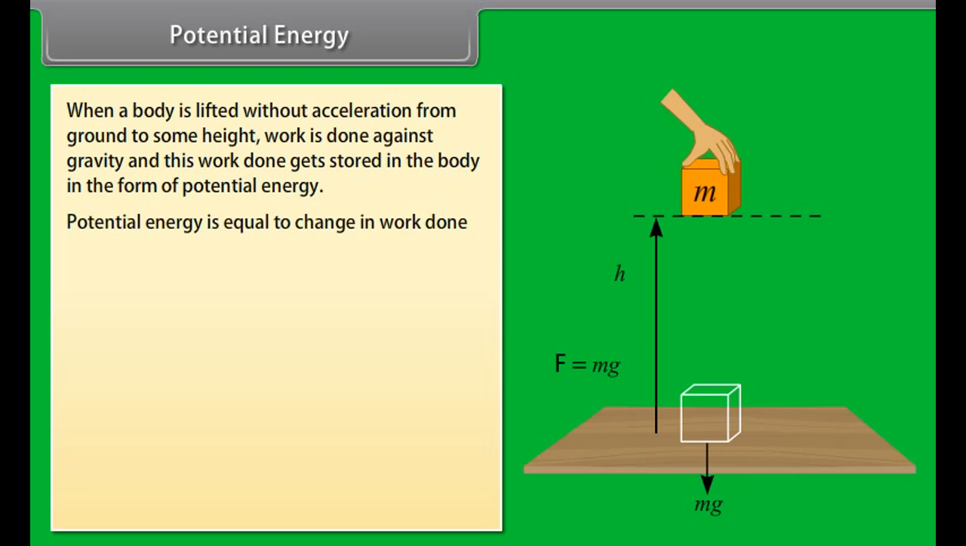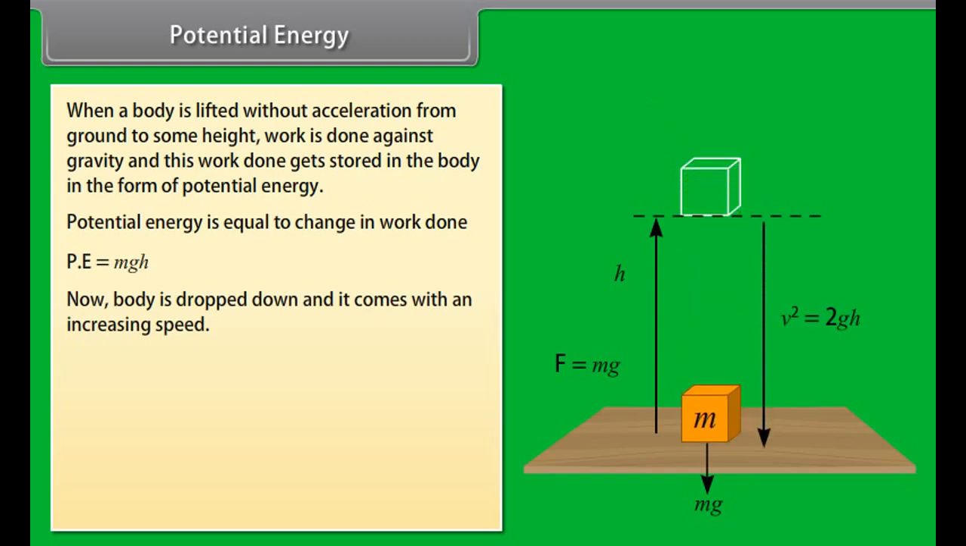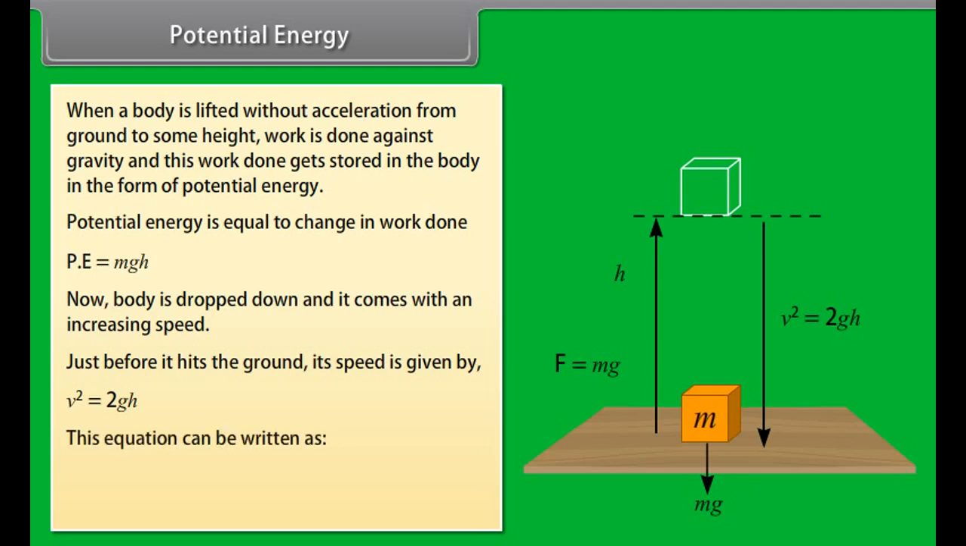Potential energy is equal to change in work done. So, potential energy is equal to mgh. Now, a body is dropped down and it comes with an increasing speed. Just before it hits the ground, its speed is given by v square is equal to 2gh. This equation can be written as half mv square equals mgh.